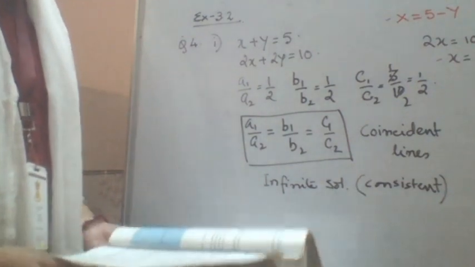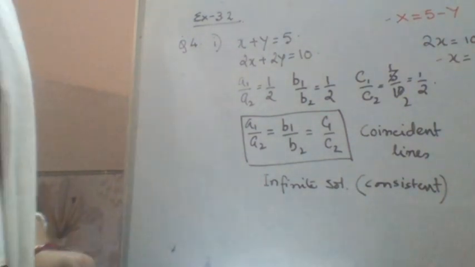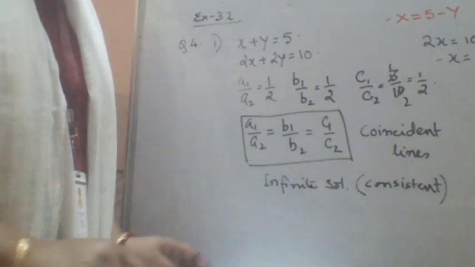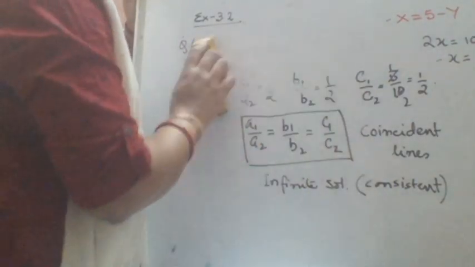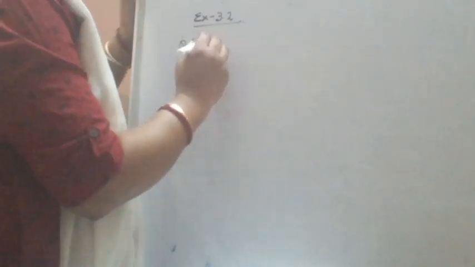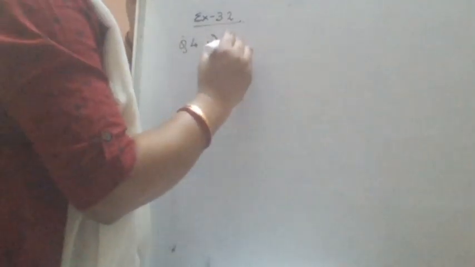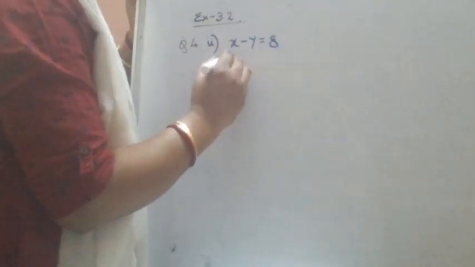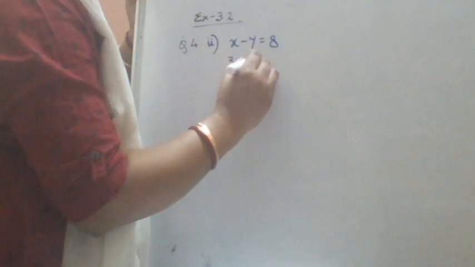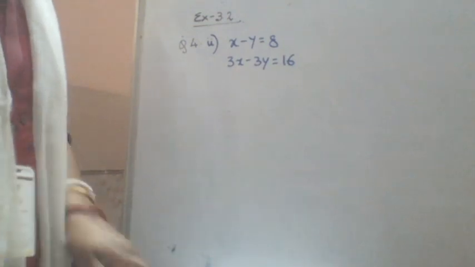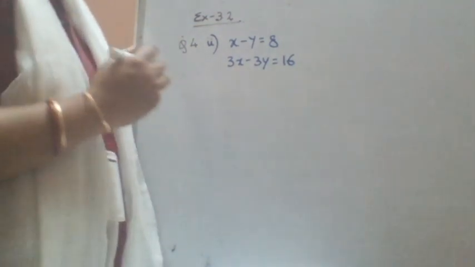In this question, the first part, they are asking you which of the following pairs of equations are consistent or inconsistent? If consistent, obtain the solution graphically. We have done that. Now the second equation, we will do the fourth question, second part. Fourth question, second part is x minus y equal to 8, and another equation, that is 3x minus 3y equal to 16. Okay, let us check whether it is consistent or inconsistent.